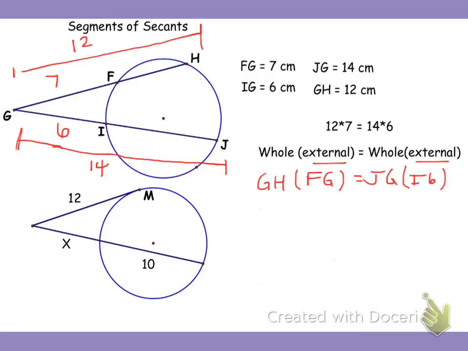If I set this up again and plug in the numbers that we have, 12 times 7 is equal to 14 times 6. And this is 84 equals 84. So you can see how that works out.